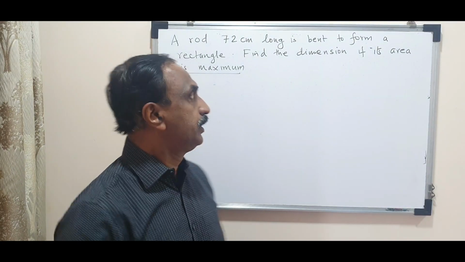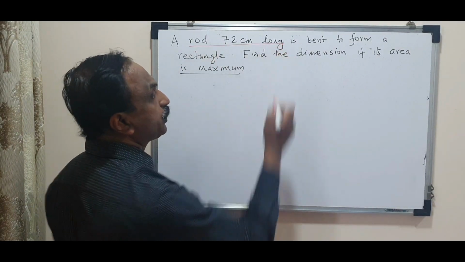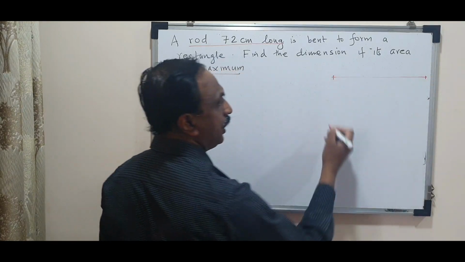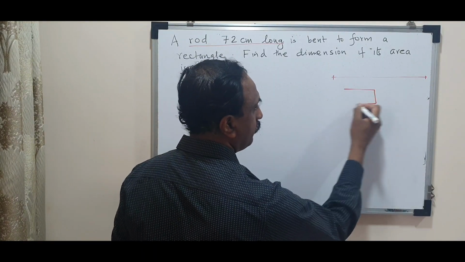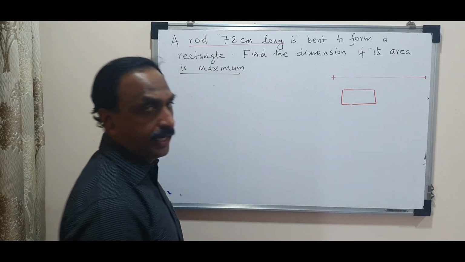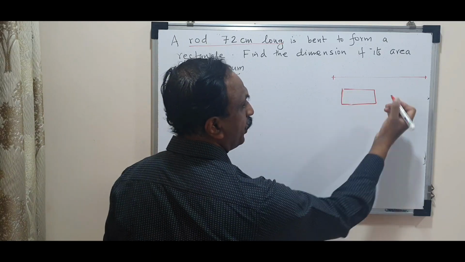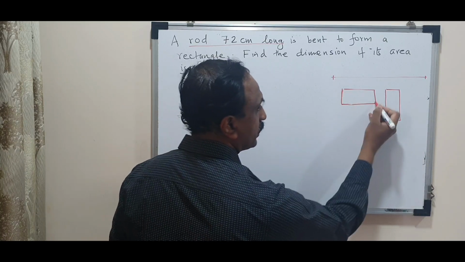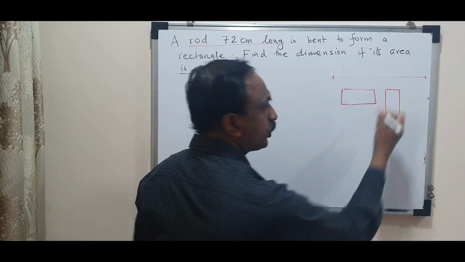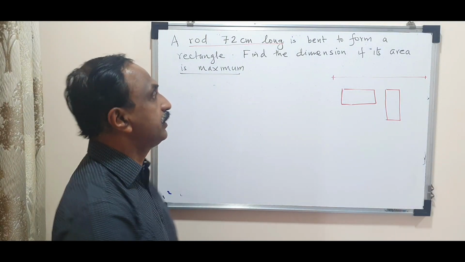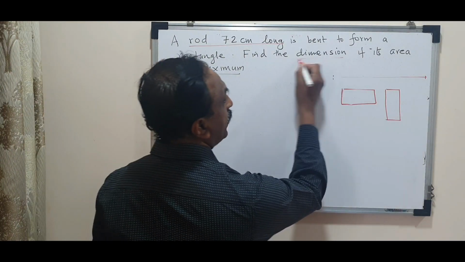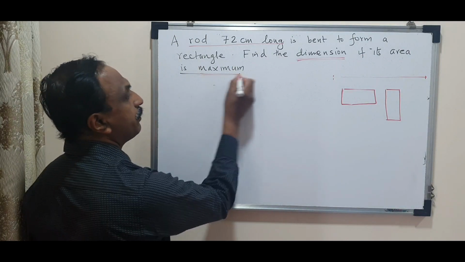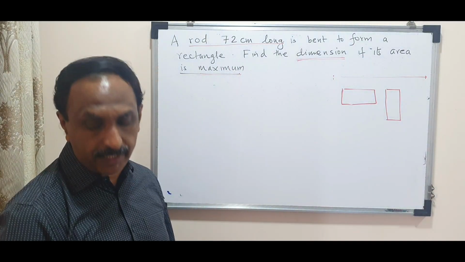In this problem, we have a rod of 72 centimeters long. Let's imagine this is a rod. It is bent into a rectangle. This can be made into different rectangles. You can make it like this, such that this is 72, this is 72. So different ways you can make the rectangle. You have to find the dimensions, the length and breadth, if its area is maximum. So the quantity to be maximized is area.